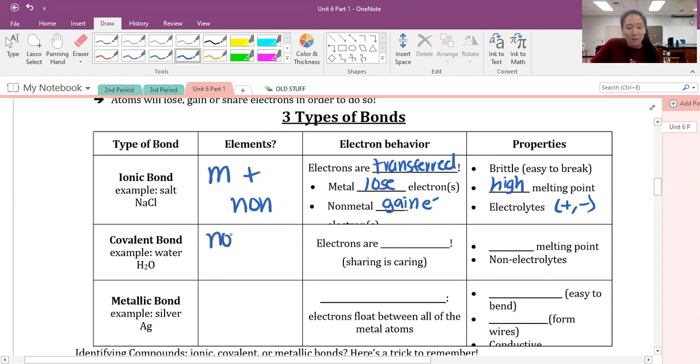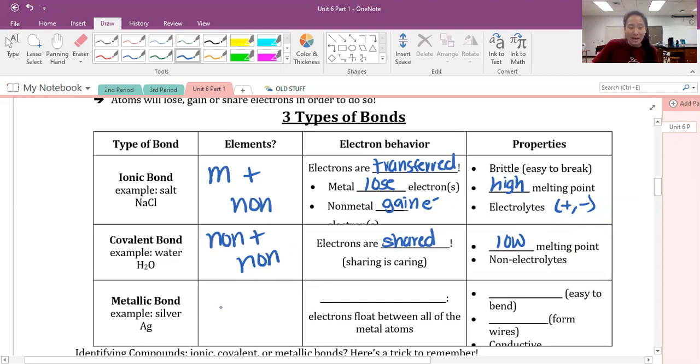Covalent bonds are when you have nonmetals that are bonded together. We're only going to focus on 2 nonmetals being bonded together, even though there could be more. An example of this is water. Hydrogen and oxygen are both nonmetals. Here, electrons are shared. They basically hold hands and share so that they both can achieve an octet by sharing electrons. This is basically the opposite of ionic compounds. They have low melting points, are non-electrolytes, have no charges, and no one's giving up anything because everything is shared.